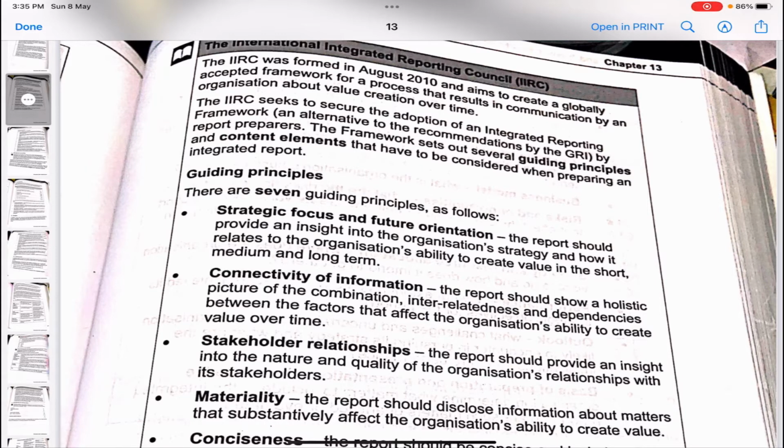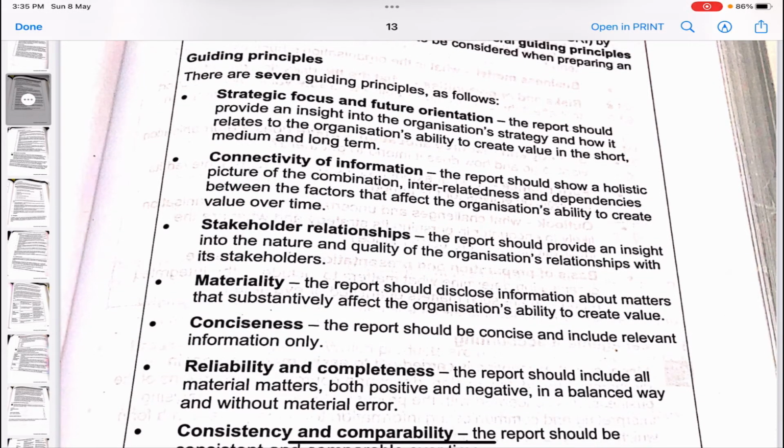So, guiding principles and content elements. Let us see what the guiding principles are. The first guiding principle is strategic focus and future orientation. The report should provide an insight into the organization's strategy, and how it relates to the organization's ability to create value in the short, medium, and long term. So, the first thing is strategic focus and future orientation, linking it with the present and the past as well as the future.